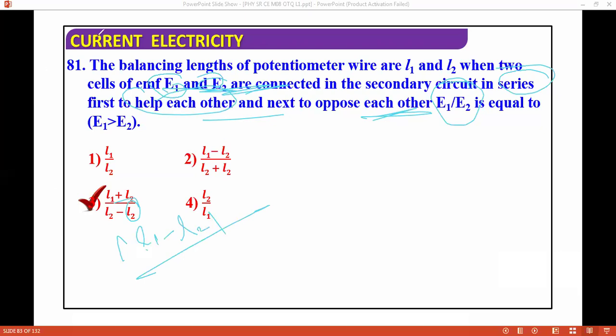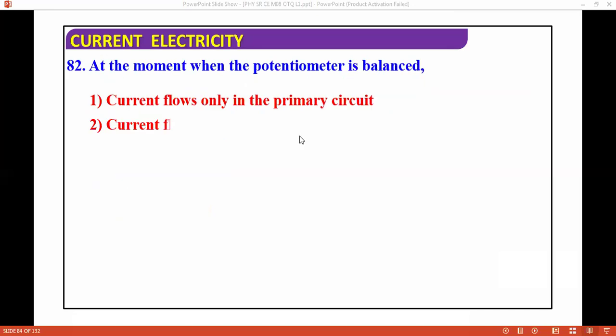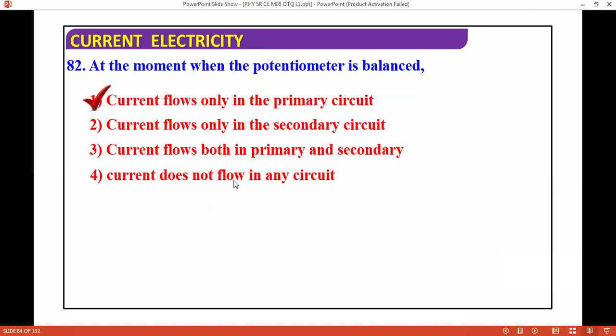Now we are moving to the next question. Next question we have: at the moment when the potentiometer is balanced, current flows only in the primary circuit.